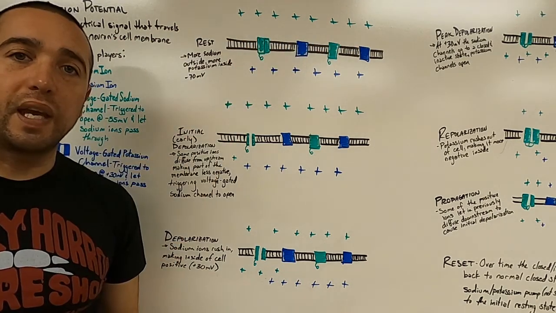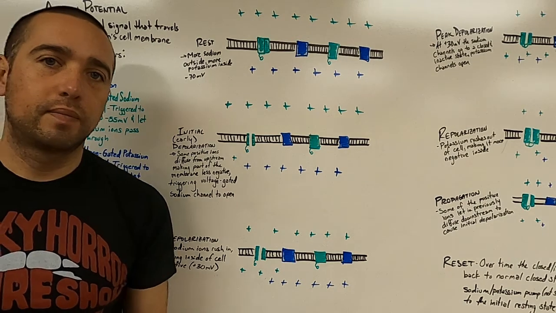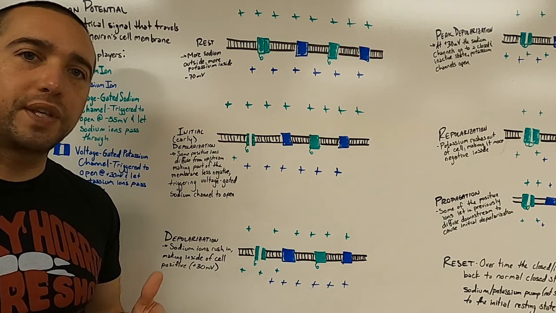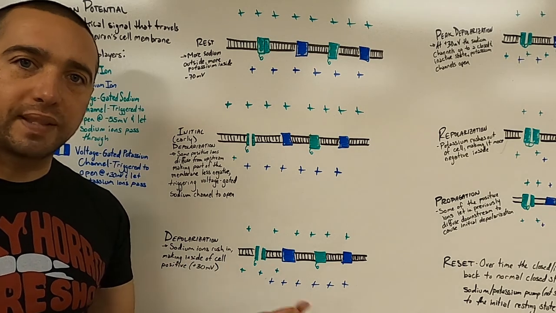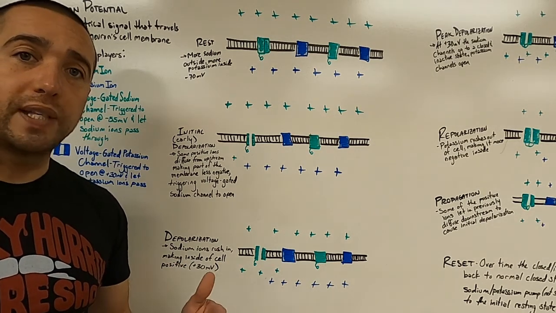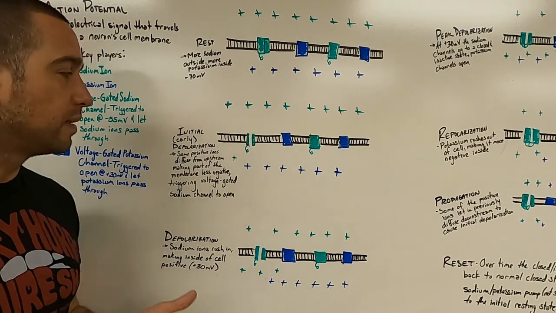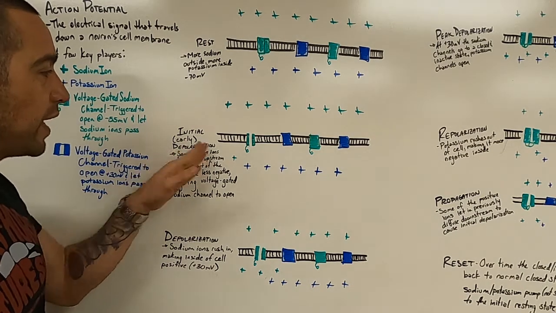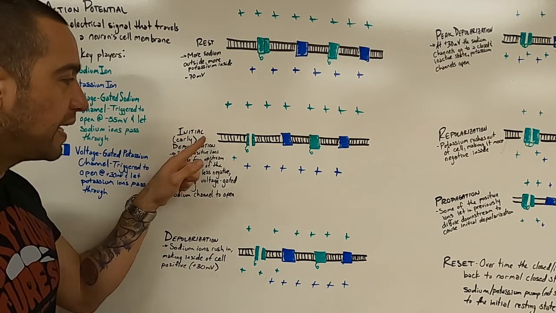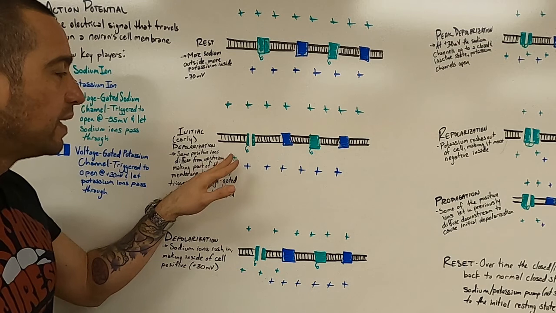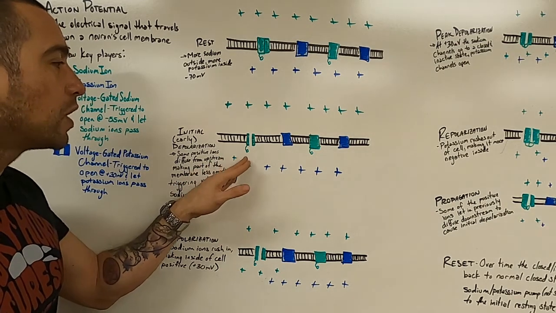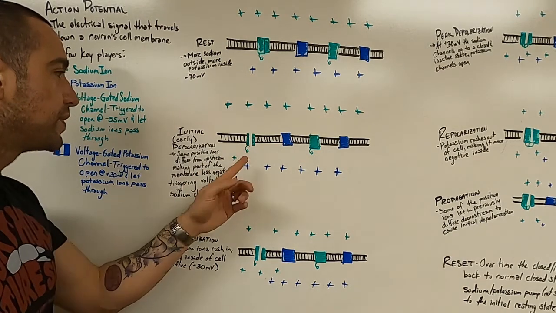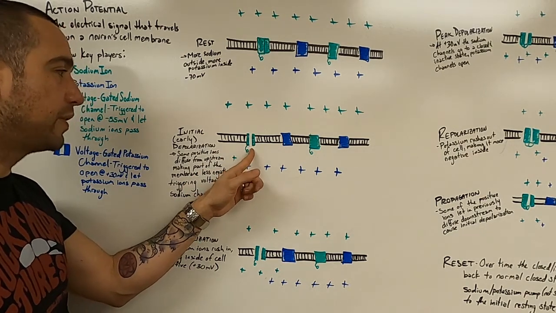I'll move on to the initial depolarization. Depolarization refers to the fact that it's getting closer to 0 millivolts. Polarized means that there is a voltage, and depolarized means that it would get closer to 0. So this initial or early depolarization is because somewhere up here, some sodium has gotten in and diffuses through. So now we've got a little bit more positive here and there's less difference, and it triggers the voltage-gated sodium channel to open.